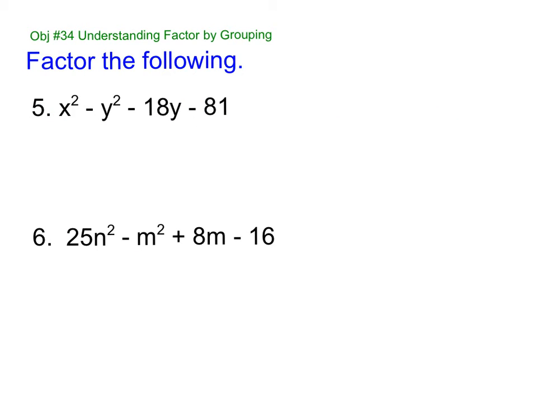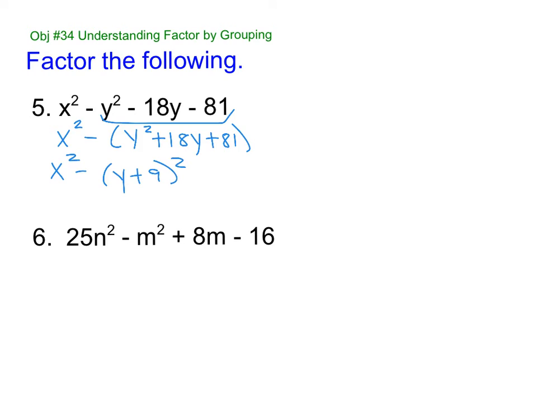All right, so these are just like the last one, but they are a little harder. So pause the video and try these two. Because the trinomial is second, that really messes with the signs. So I'm going to rewrite this as x squared minus parentheses y squared plus 18y plus 81. I'm factoring out a negative 1. So that's x squared minus y plus 9 squared.